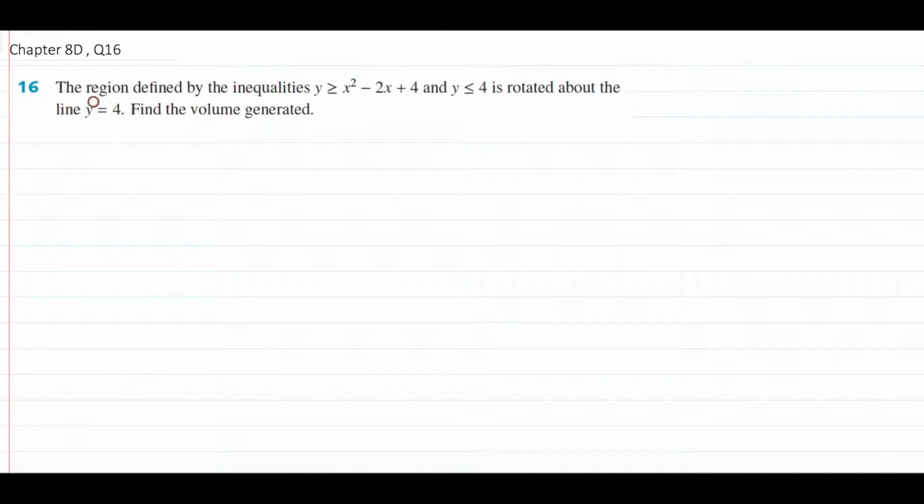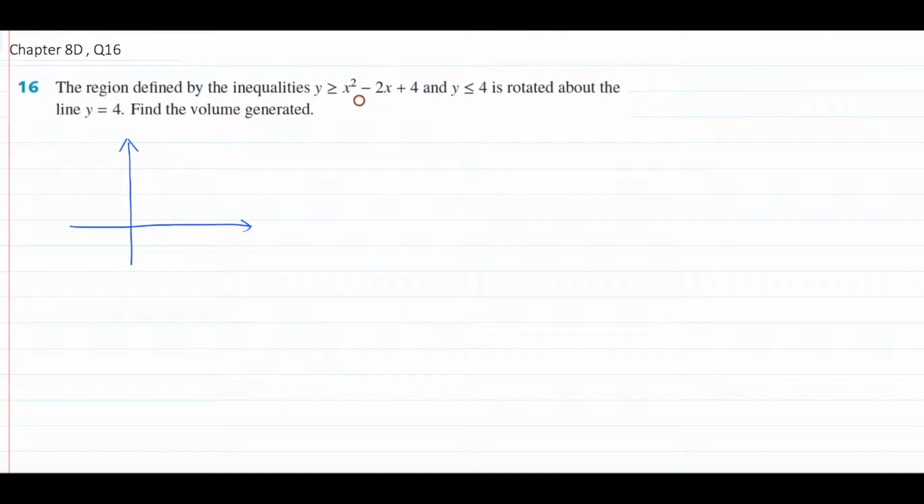So question 16. The region defined by the inequalities y is greater than or equal to x squared minus 2x plus 4, so that's pretty much a parabola, and y is less than or equal to 4, is rotated about the line y equals 4. Find the volume generated. Okay, so the first thing you want to do is you always want to sketch. Whenever you're doing an area, anti-diff, or volumes question, you want to sketch your graph first. See where it is, right? So you get an idea of what your volumes and your areas look like.